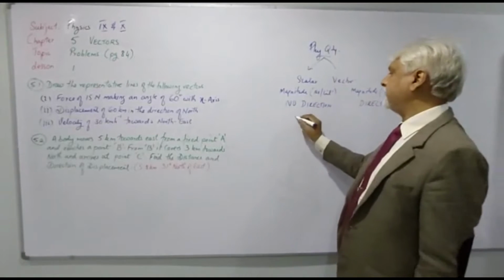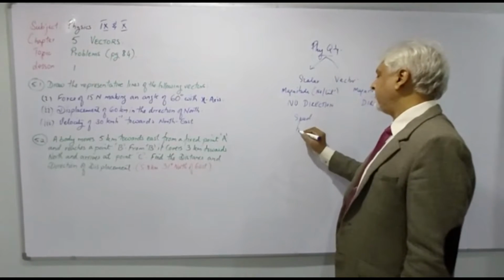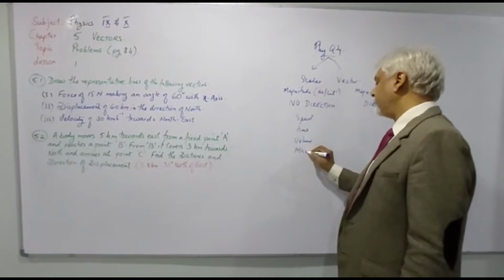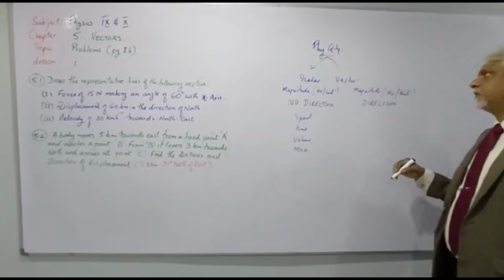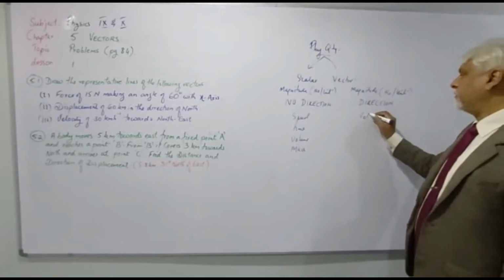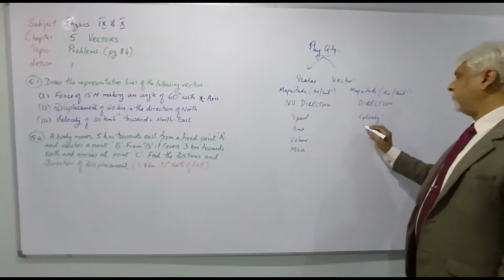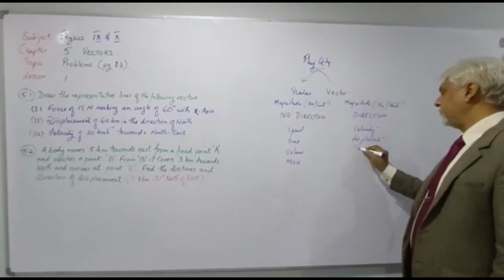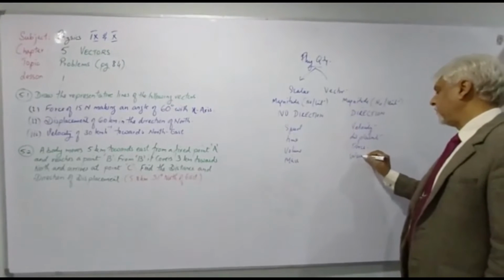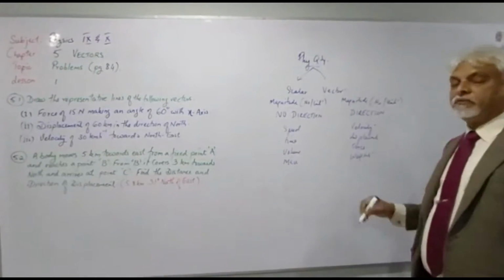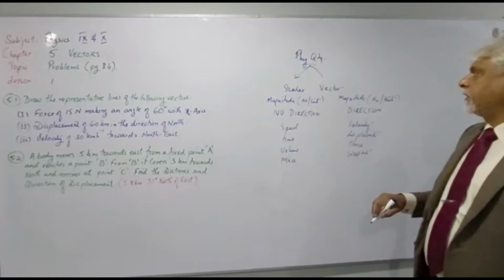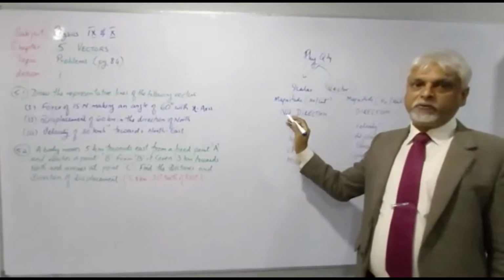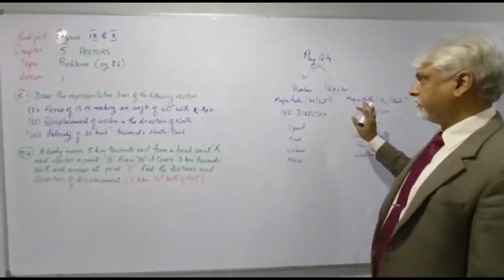Examples of scalar quantities are speed, time, volume, mass, and so on. Whereas vector quantities are physical quantities like velocity, displacement, force, weight, acceleration, and so on, because they have direction. So our chapter is all about vector quantity. We are not going to discuss scalar quantity, only vector quantity.